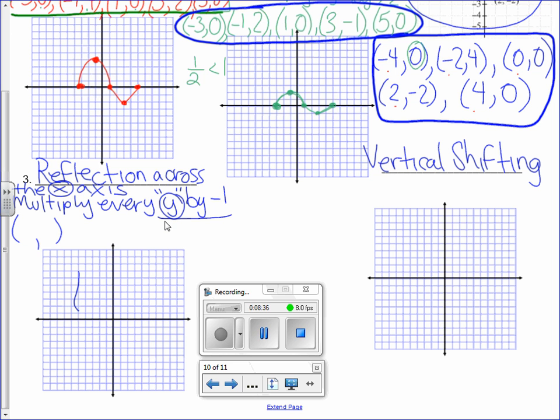So the first one will be, remember we're using the ones obtained from the previous graph. And so -3, 0, because 0 times -1 is still 0. Next one is -1, 2, so that will become -1, -2. So what we're doing is just changing the y value to its opposite value.